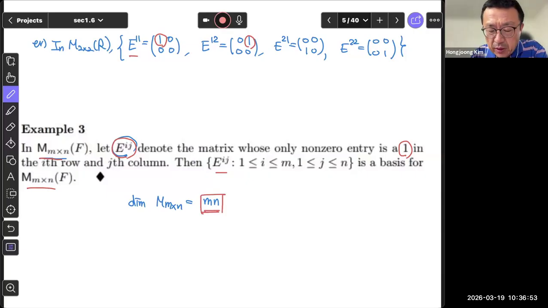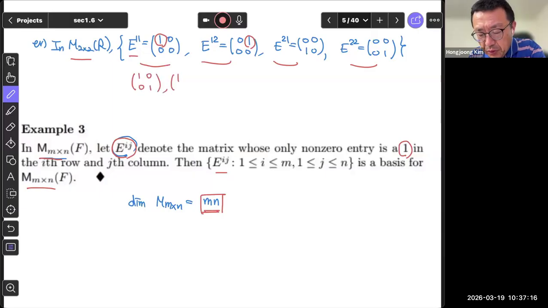For example, if I consider M sub 2 by 2, the collection of 2 by 2 matrices, any matrix with those 4 numbers can be written as a linear combination of these 4 matrices. But that is not the only basis. For example, if you consider [1 0; 0 1], [1 0; 0 -1], [0 1; 1 0], and [0 1; -1 0], that is another basis.